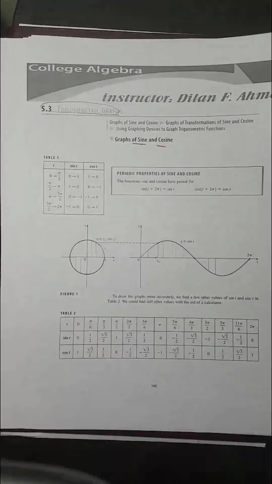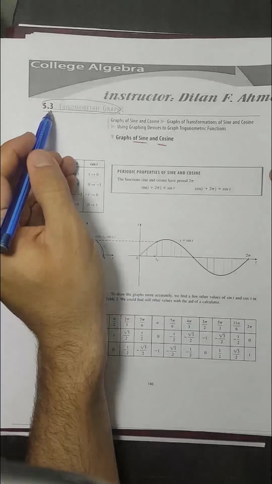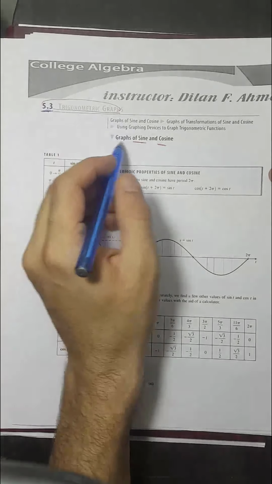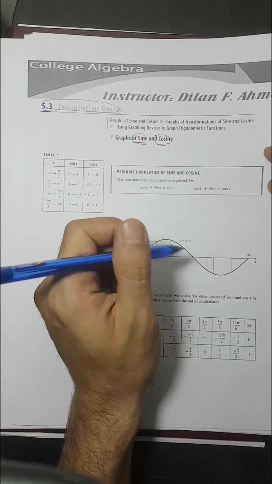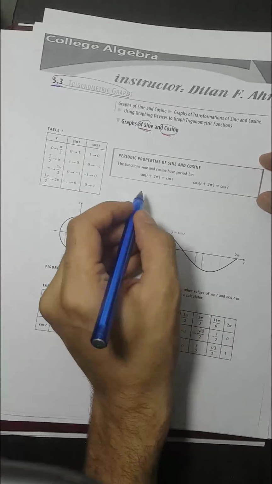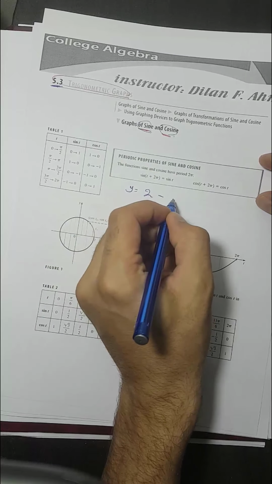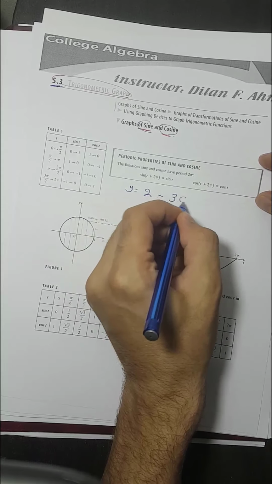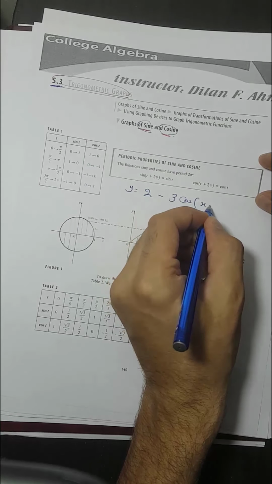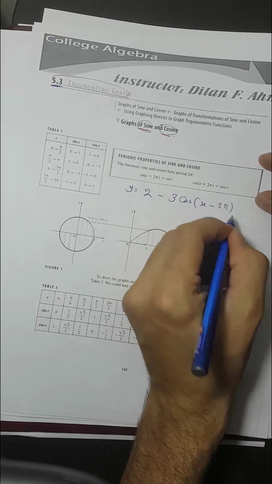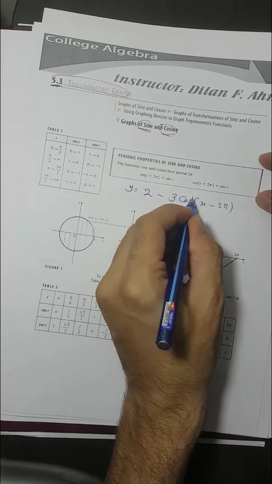Again, now I'm going to talk about section 5.3, which is about manipulating the graph of sine and cosine especially. In this section, you are learning how to sketch, for example, if you have y equals 2 minus 3 cosine (x minus 2 pi), and also you have a 5 here, for example 4.